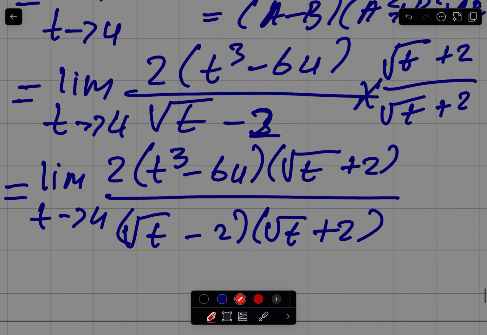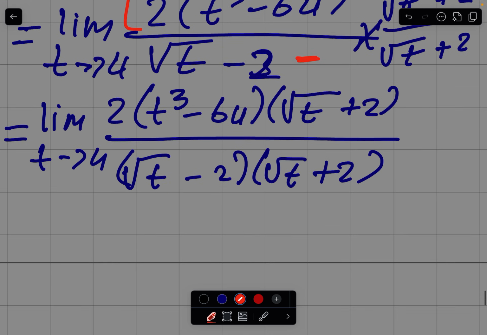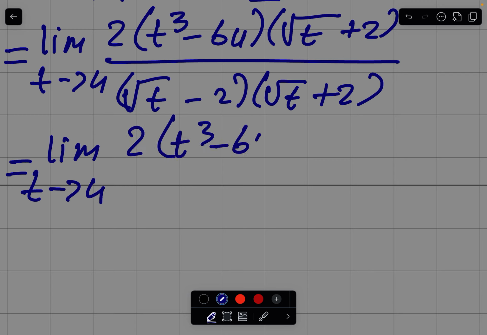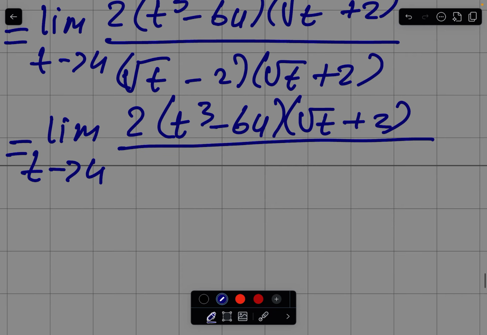I told you, if you rationalize something, don't touch the one you didn't rationalize. We rationalize this one, meaning we must not touch this one. We must leave that part. We deal with the denominator now, not the numerator. Not always; you check which one you rationalize. You have 2 into (t cubed minus 64), the square root of t plus 2, the whole divided by what?